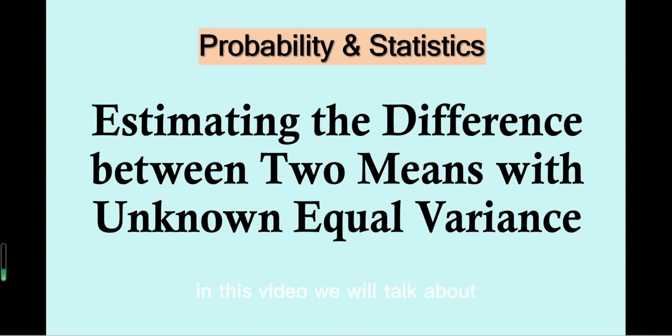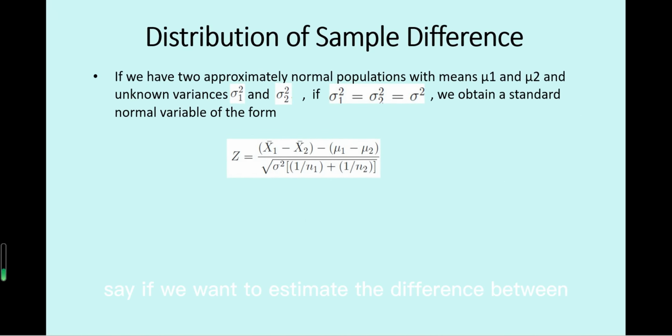In this video, we will talk about estimating the difference between two means with unknown but equal variance. So if we want to estimate the difference between two population means, and these two populations both have approximately normal distribution with mean mu1 and mu2, and their variances are unknown, but we only know their variances are the same. So their variance sigma1 squared equals sigma2 squared, equal, say, sigma squared.